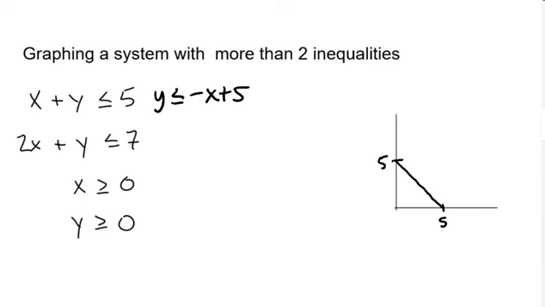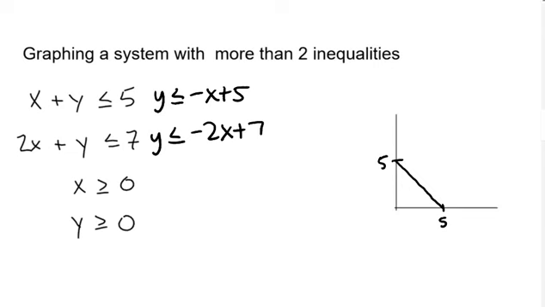And we're interested in where y is less than or equal to that. Okay, on this one, we can't use a graphing calculator. No, you are not allowed a graphing calculator in this course. And then the next one is y is less than or equal to negative 2x plus 7.